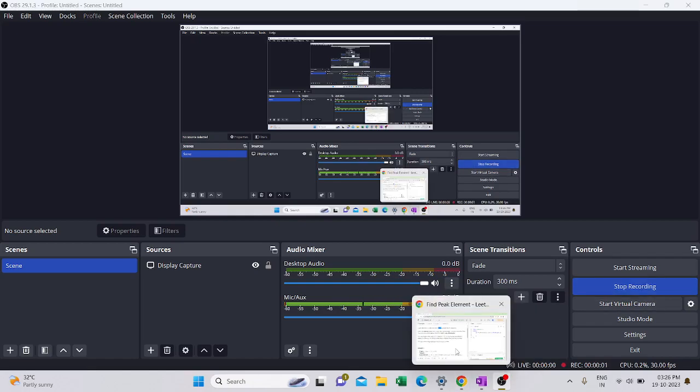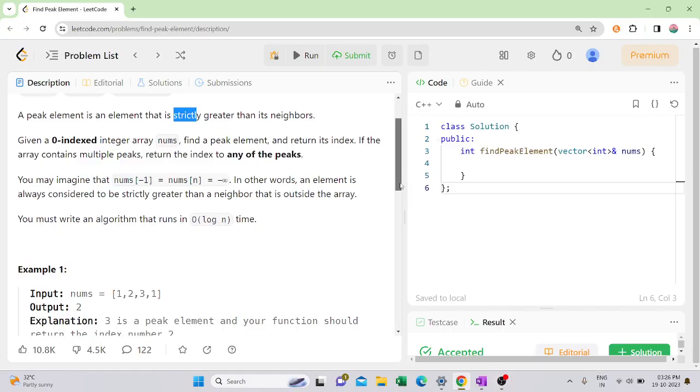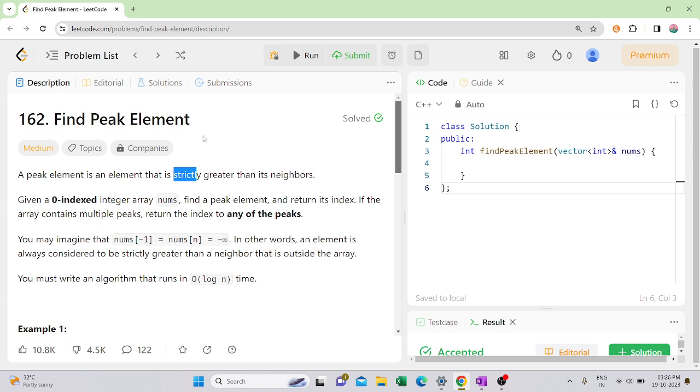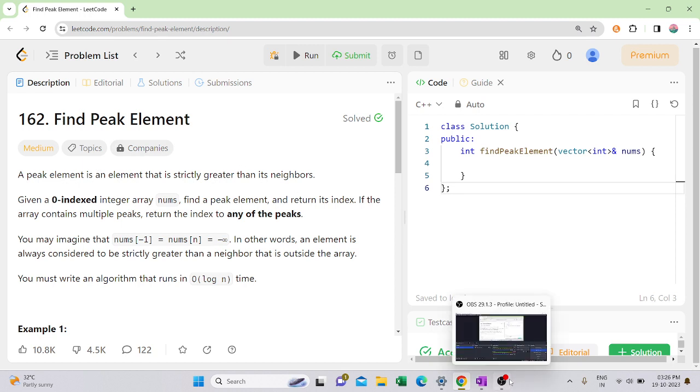Hello everyone, in this video we are going to discuss the question Find Peak Element. In this question we are given some numbers in the array nums and we need to determine the index of the peak element. If we look at the definition of the peak element, it says that the peak element is strictly greater than its neighbors.